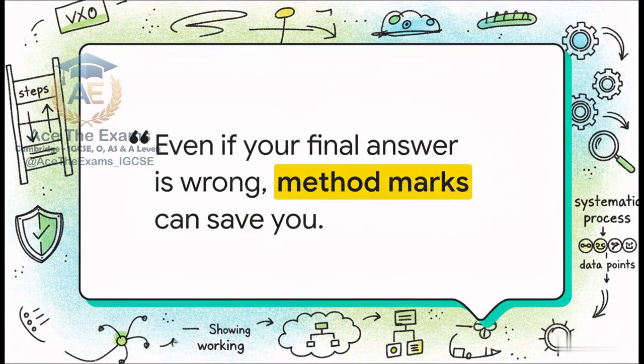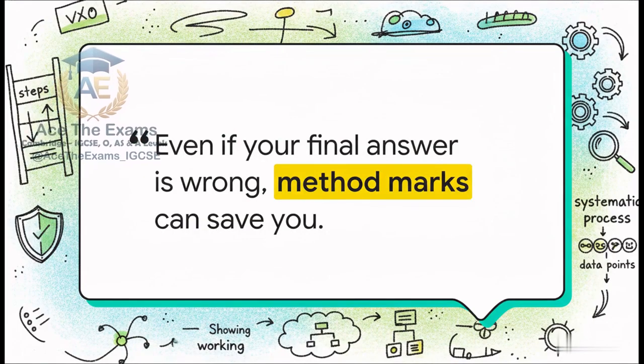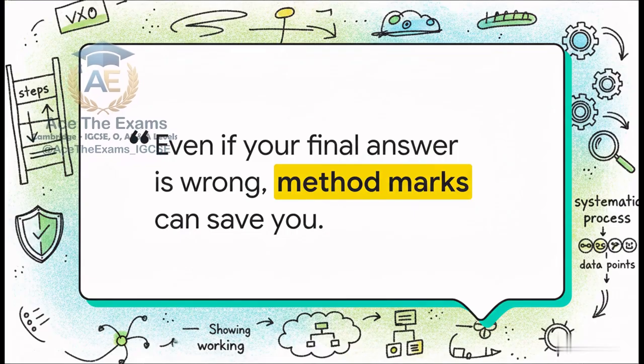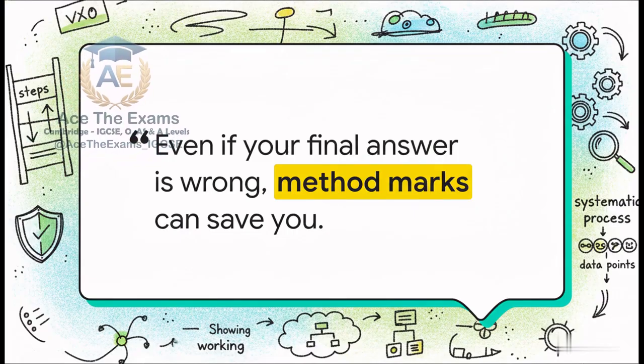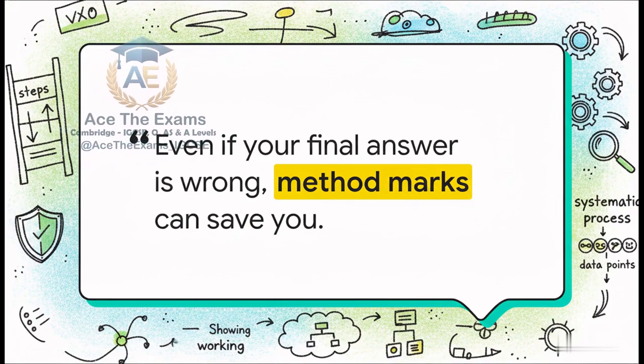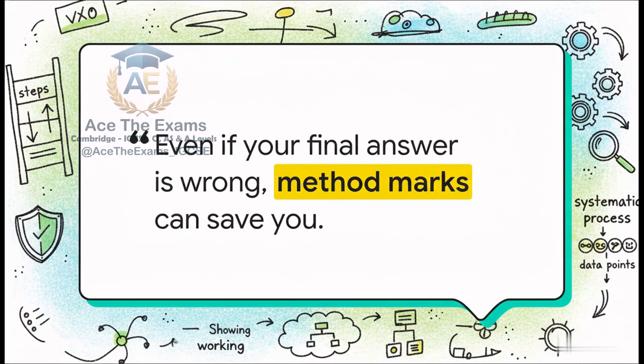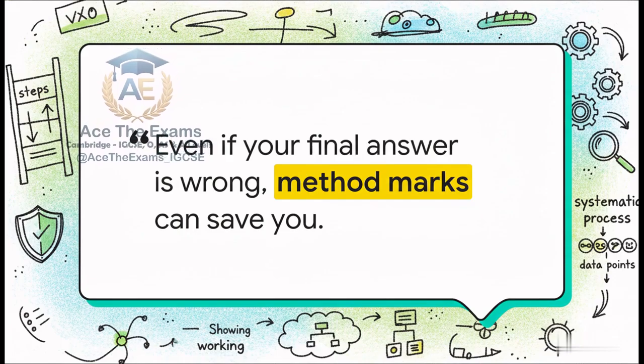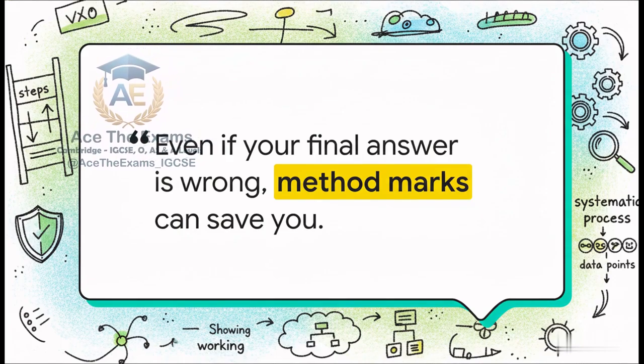And all of this builds right into your ultimate safety net. Even if your final answer is wrong, method marks can save you. This is huge. If you panic during a calculation, or maybe you just misread a minor data point, but you have systematically shown your deconstruct, solve, evaluate process, the examiner can still award you marks for your method. You've got to show your working every single time.